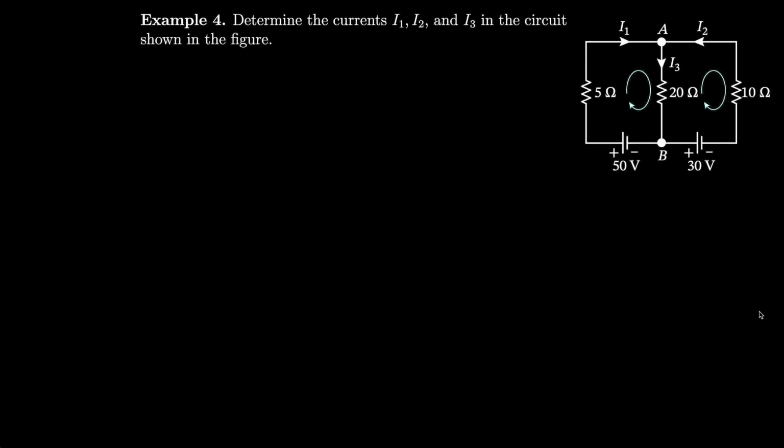How about we determine the currents I1, I2, and I3 in the circuit shown in this figure? All right, a little more complicated. Let's make a table like we did in example 2. So I'll write out my nodes. I'll write the current going in. And I'll write the current going out. Okay, for node A, we have the current going in is I1 and I2, and the current going out is I3. So I1 plus I2 has to equal I3.